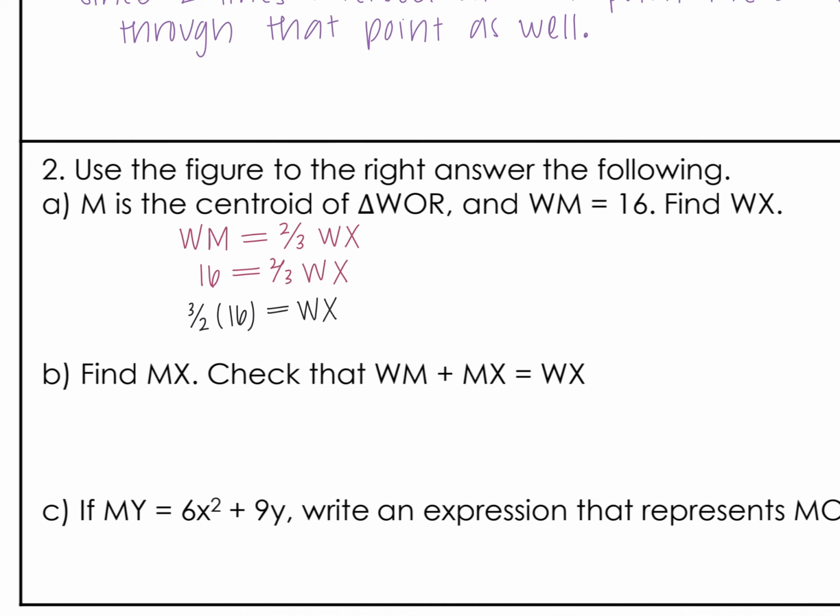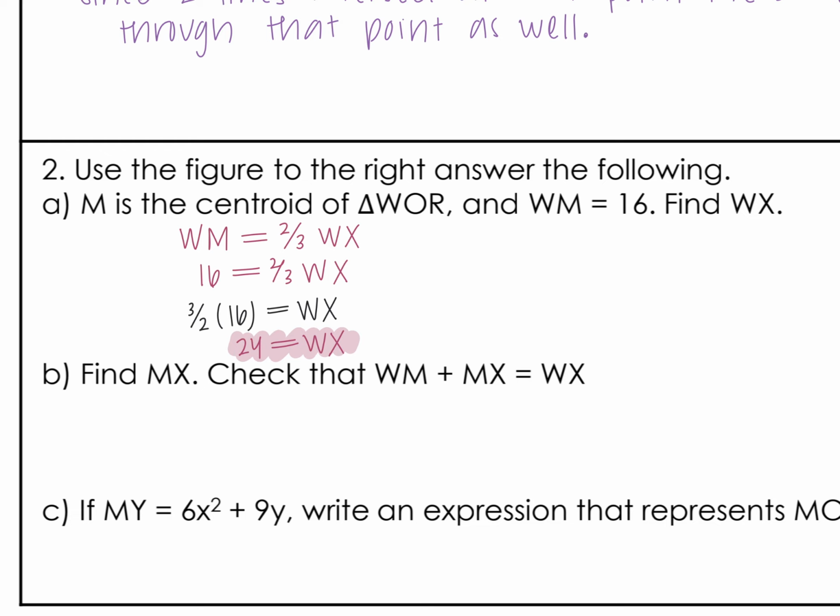Okay, so remember, when we're multiplying by that fraction, we are going to divide by the denominator. So 16 divided by 2 gives me 8. And then we'll multiply it by the numerator. And so when I do that, I'll have 8 times 3, which will give me 24. So that means that WX is going to be equal to 24.